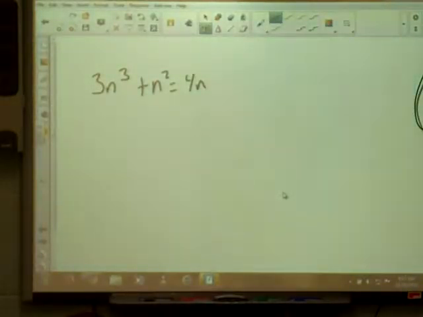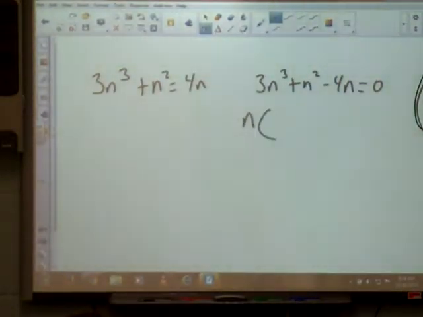What do I need to do first? The 4n over. Good job. Move that 4n over. So it's going to look like 3n cubed plus n squared minus 4n equals 0. Now, Valentina saw the next thing. Everybody else see it? Greatest common factor. Good. It's got a GCF of n. So divide the whole thing by n: 3n squared plus n minus 4.